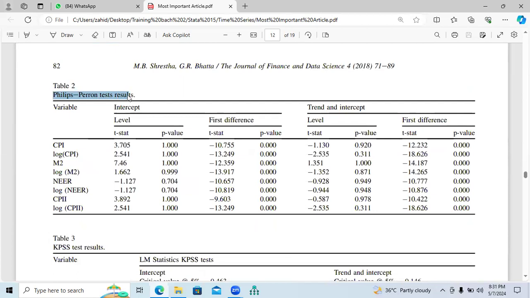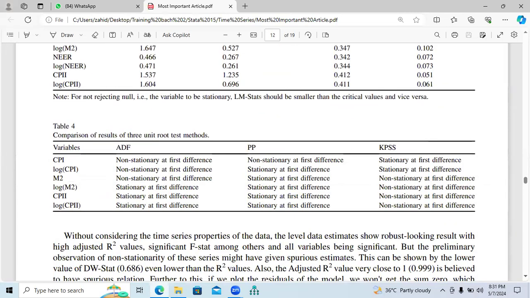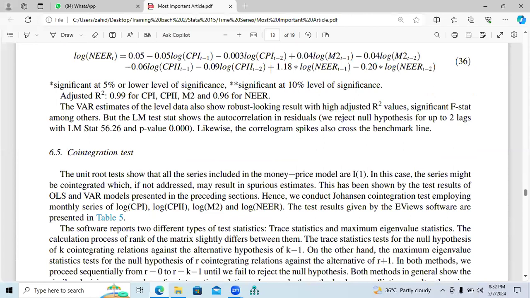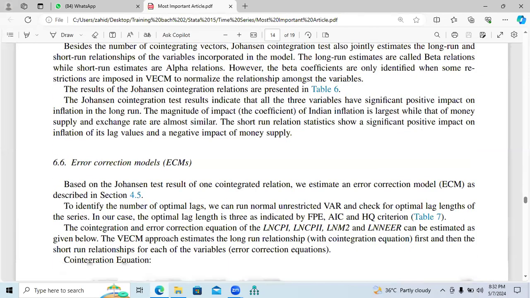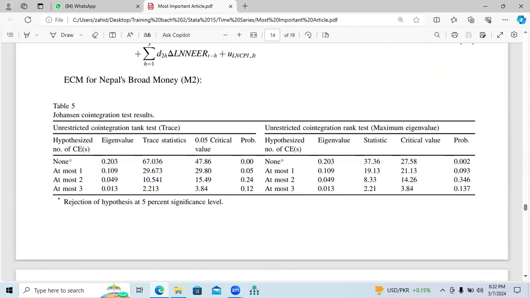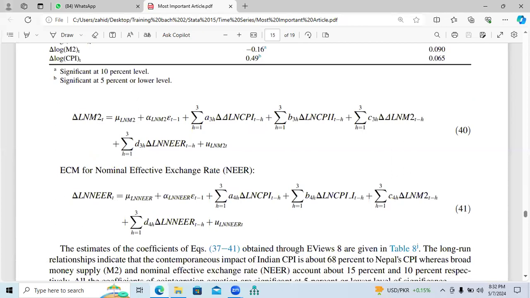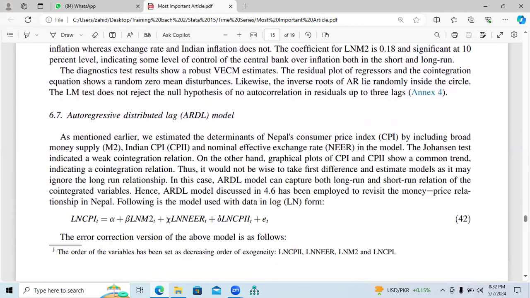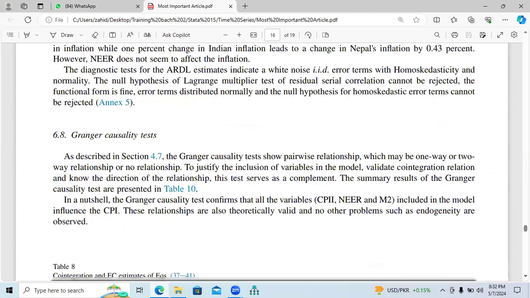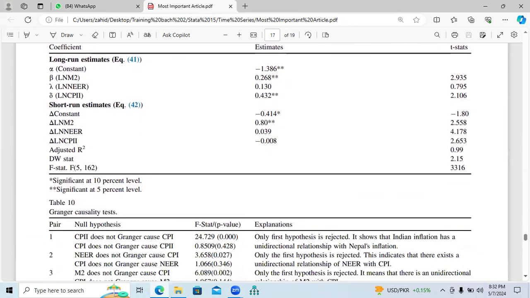So this is the Phillips and Perron test, unit root test. Then this is the KPSS unit root test, comparison of different tests, what they have given the output, then VAR model estimations, co-integration test detail procedure and what are their assumptions, then error correction models. Here you can see the econometrics modeling, Johansen co-integration test results. You can see here. Then these are the co-integration results. Then you can see here basically the ARDL modeling, how to consider the ARDL model, like this. Then Granger causality test.